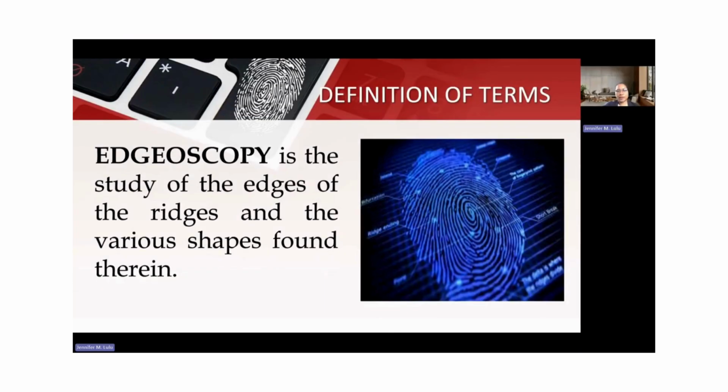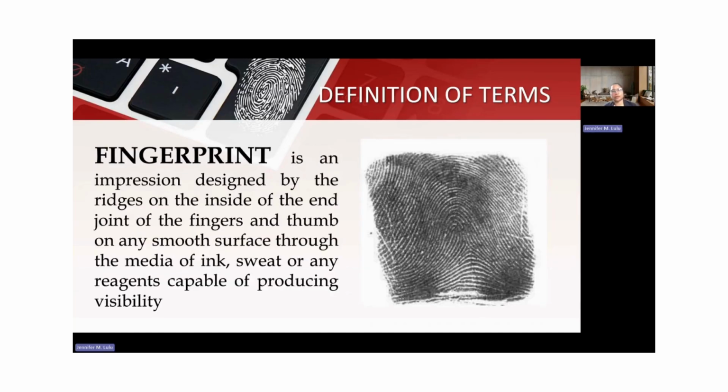Next one, we have edioscopy. When we say edioscopy, it's the study of edges of the ridges and the various shapes found therein. Next one, we have fingerprint. We all know that a fingerprint is the impression designed by the ridges on the inside of the end joint of the fingers and thumb on any smooth surface through the medium of ink, sweat, or any regions capable of producing visibility.